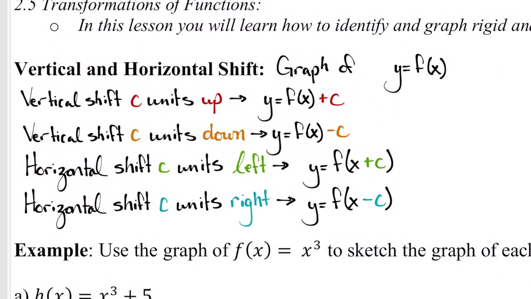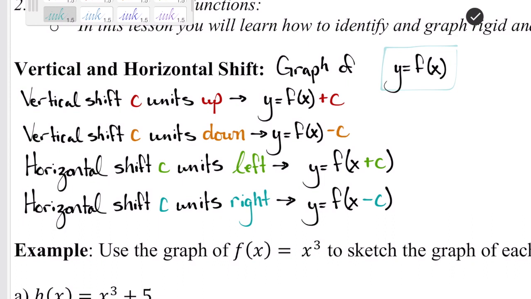It's okay. So when we're doing horizontal and vertical shifts, first off, we already talked about parent functions. So if we are adding something outside of the function in addition to our parent function, which is y equals f of x, whatever function we're looking at, whether it's linear, absolute value, quadratic, or cubic, it doesn't matter. If we're adding something on the outside of that, it's going to shift things up and down.